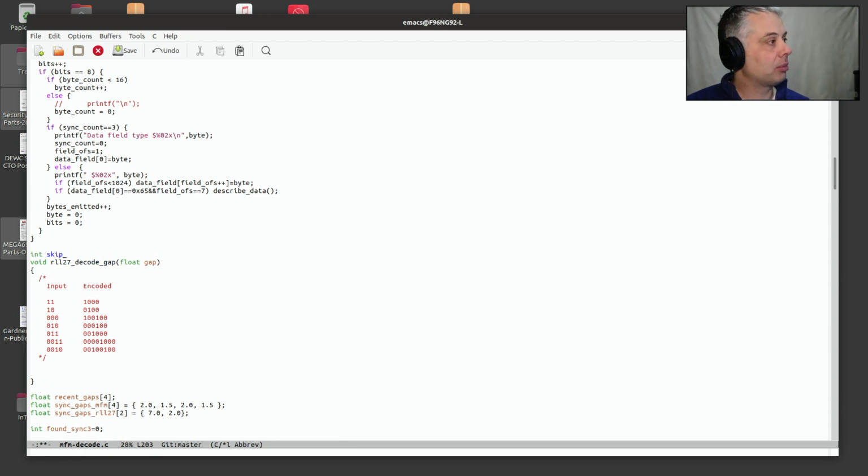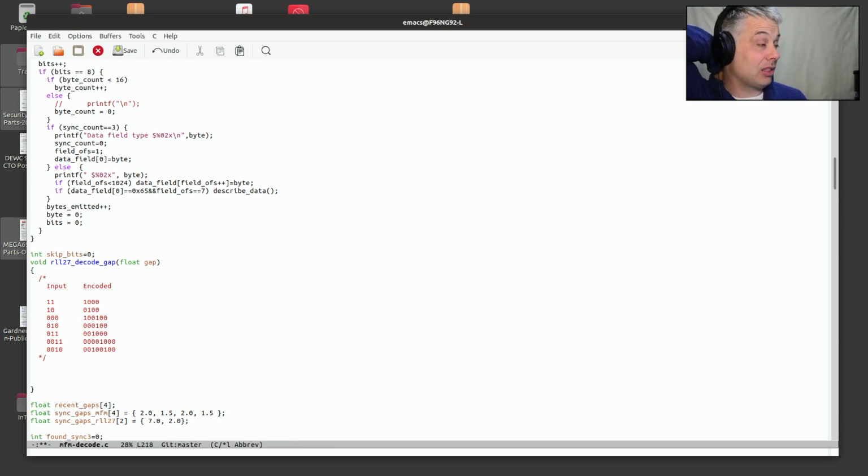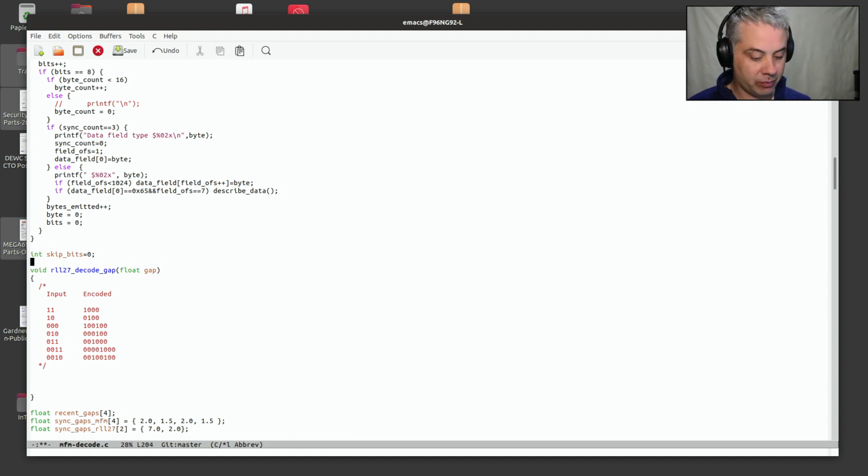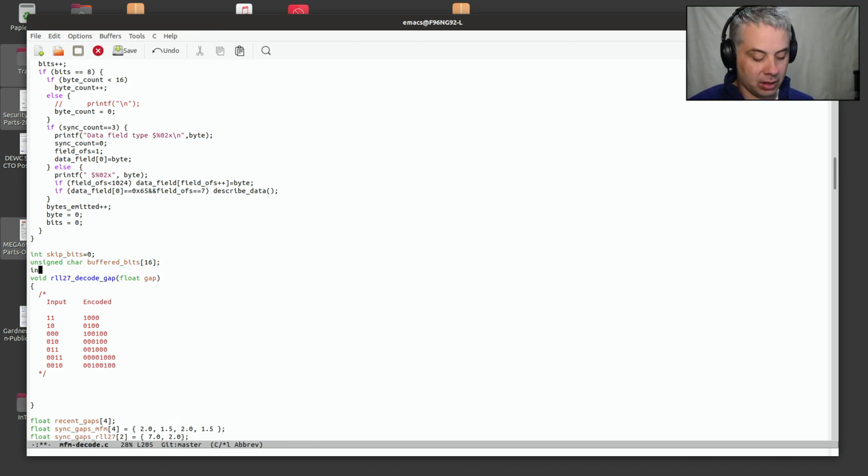Int skip bits 0. So now whenever we get a gap, we need to append this to our existing buffered bits. Unsigned char buffered bits. We should never need more than 16 from memory. We'll worry about that if we need to. Buffered bit count 0. Okay.